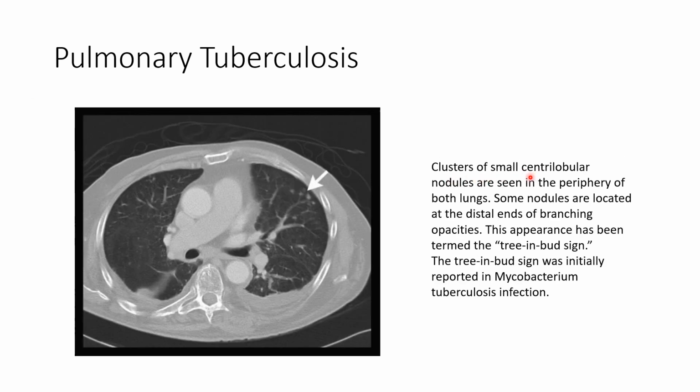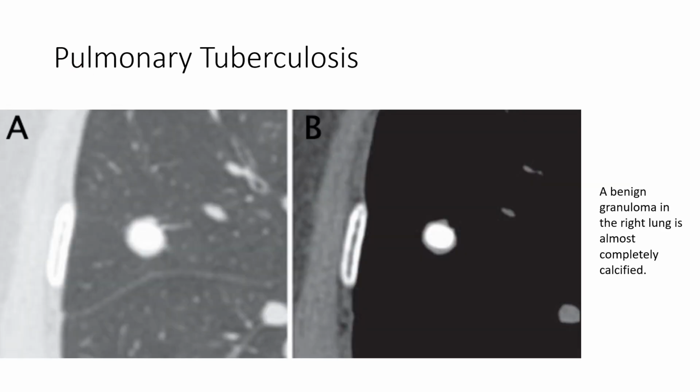Clusters of small centrilobular nodules are seen in the periphery of both lungs. Some nodules are located at the distal ends of branching opacities. This appearance has been termed the tree in bud sign. The tree in bud sign was initially reported in Mycobacterium tuberculosis infection. A benign granuloma in the right lung is almost completely calcified.